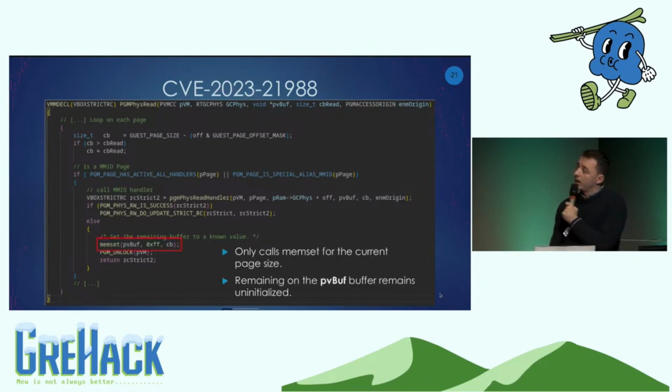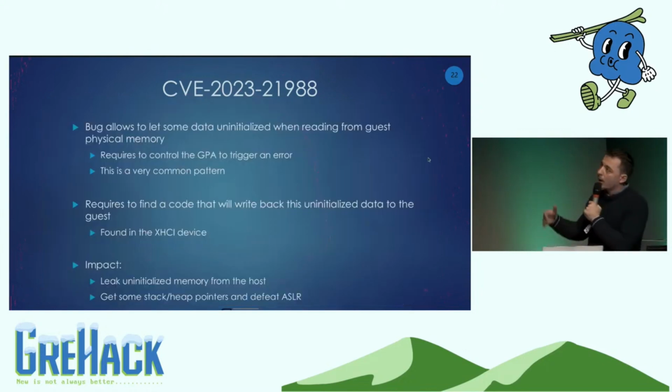The issue there is that this memset is not using the correct size. cb is not the size remaining in the pvBuf buffer. It's actually the size of the current page. So if you call this function with 10, and you are supposed to read 10 pages, and an error happens on the first one, it will fill the buffer for the first page, but the 9 remaining pages will not be initialized. So this bug allows, when pgmPhysRead is called from the host with a GPA you control, which is very common in the code base, the return buffer will not be initialized completely.